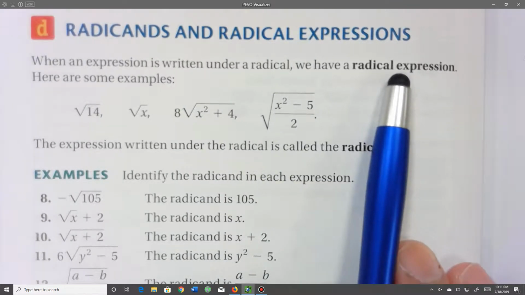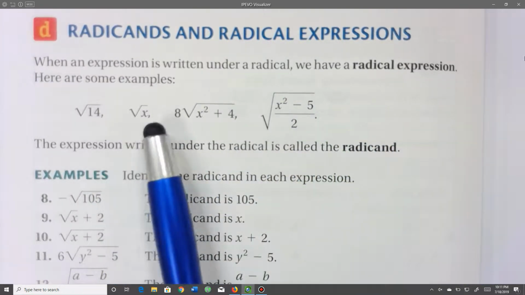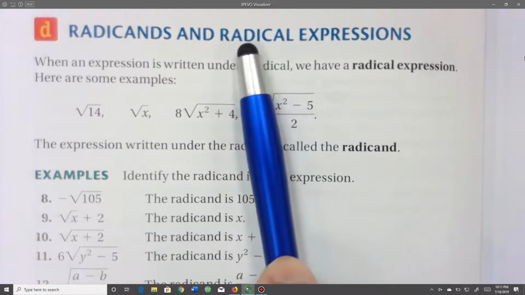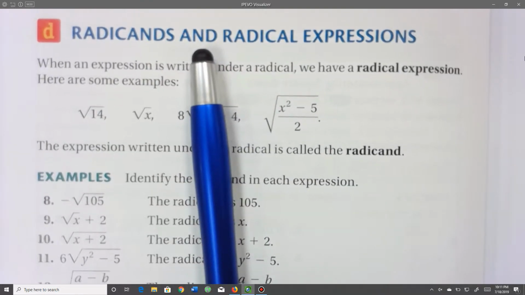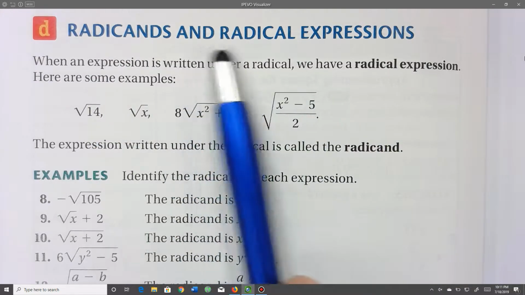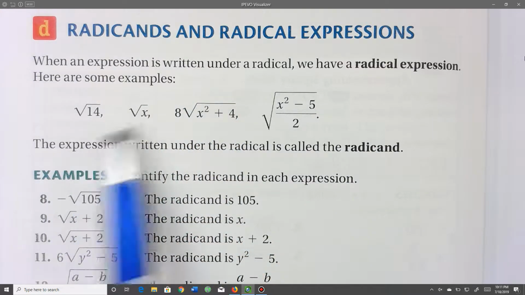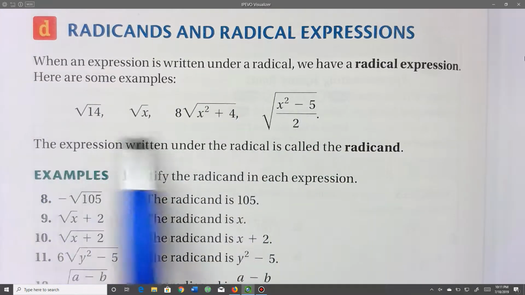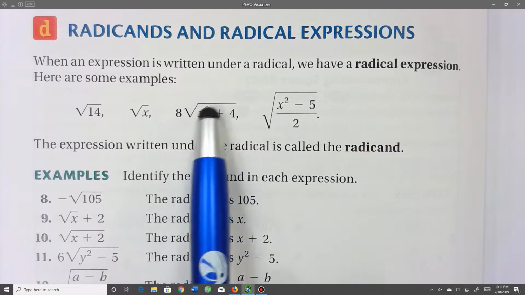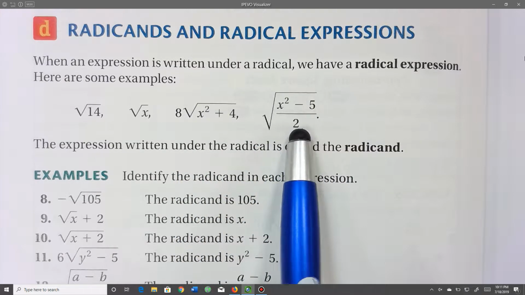In this case, let's go ahead and talk about radicands and radical expressions. Now they are introducing variables. In other words, expressions, and the technical name of it is radical expressions. Here they give us a few examples. Square root of 14, square root of x, 8 times square root of x squared plus 4, and then square root of x squared minus 5.